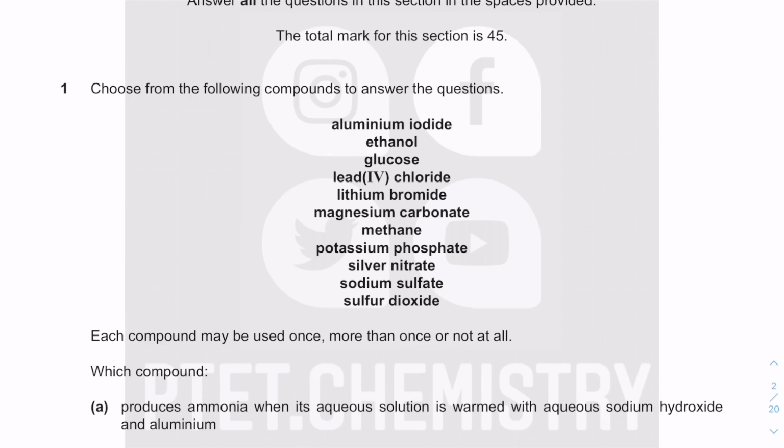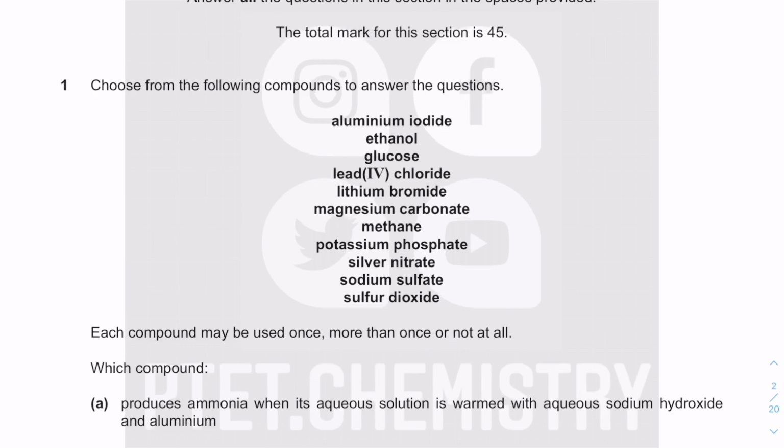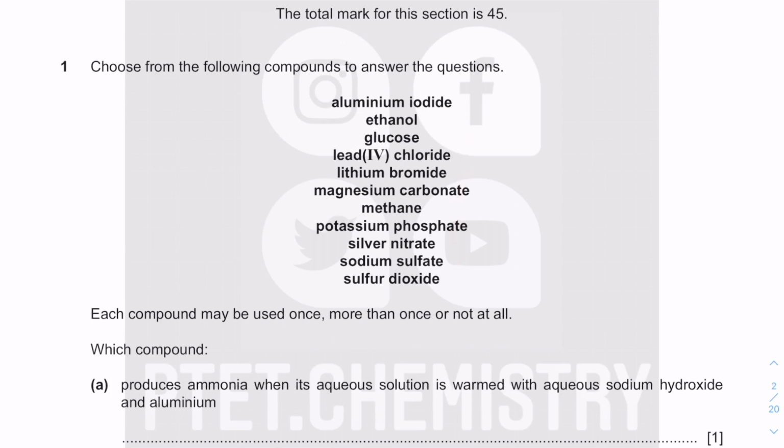So in this first question, we have to choose from the following compounds to answer the questions. Most of these are something you should probably have known. Aluminium iodide would be AlI3. If you think about the valency of Al being +3 and the valency of iodine being -1, that will make sense.